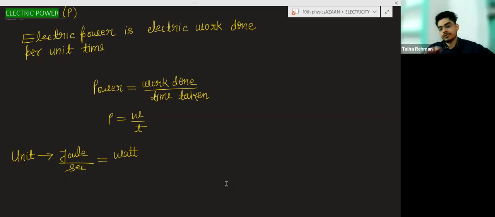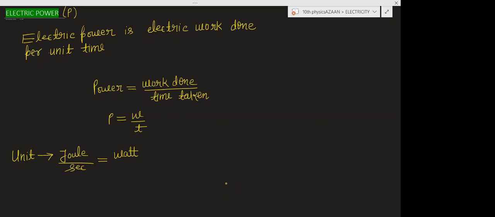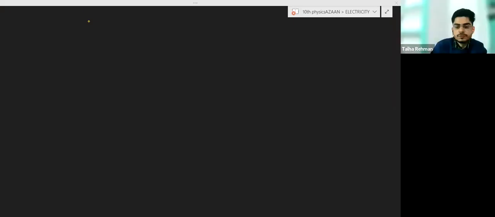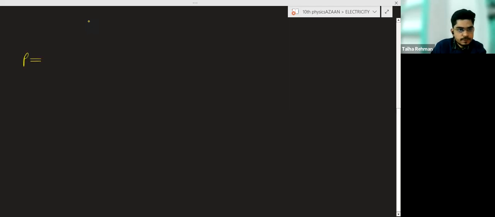So there are some formulas for calculating the electrical power in an electrical circuit in terms of the current and potential difference. Those formulas we will discuss. First formula for calculating the power: power P is given by potential difference into current.